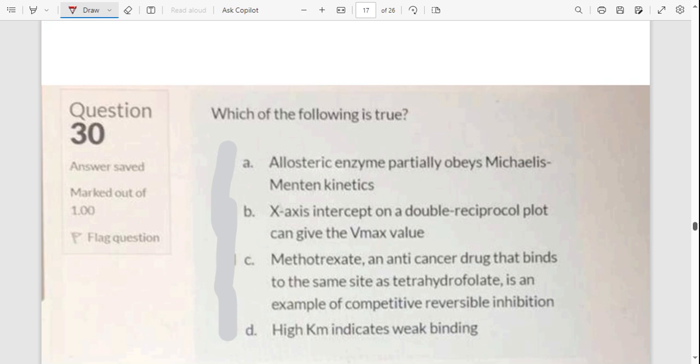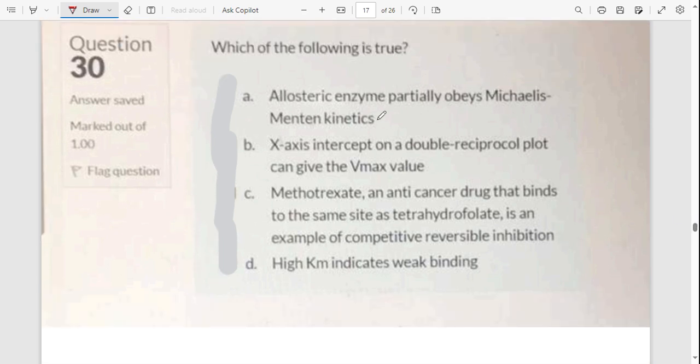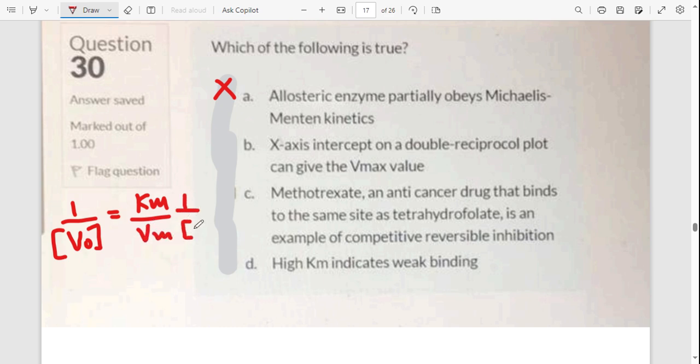Which of the following statements is true? Allosteric enzyme partially obeys Michaelis-Menten kinetics. Allosteric enzymes do not obey Michaelis-Menten kinetics. For the Michaelis-Menten kinetics, the equation is 1 over V0 is equal to Km over Vmax multiplied by 1 over the concentration of the substrate, plus 1 over Vmax. So this equation is in the form y = mx + c.